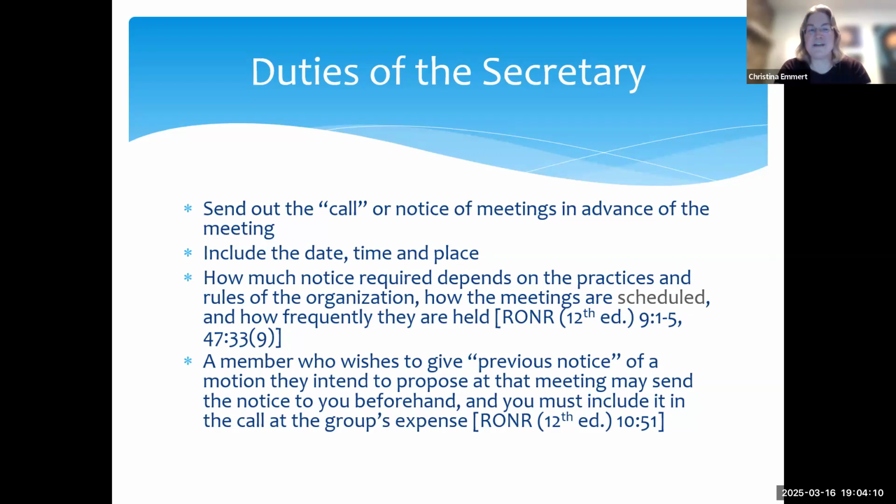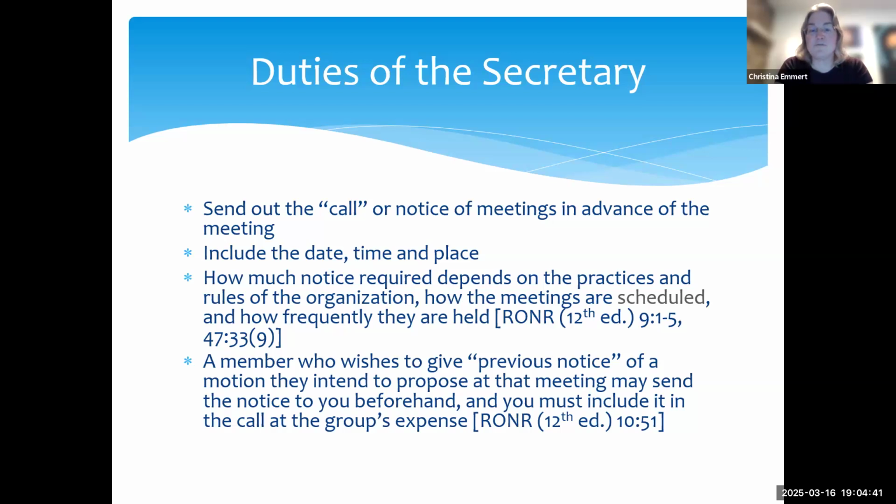One of them right away is to send out the call or the notice of the meeting in advance of the meeting. It always depends on what your rules for your organization say about how far ahead the notice needs to come out and how the meetings are scheduled. Sometimes we have a calendar ahead of time that already says when meetings are, so you may not be sending out regular calls, but it is good to send out a reminder. You want to include the date, the time, and the place of the meeting.